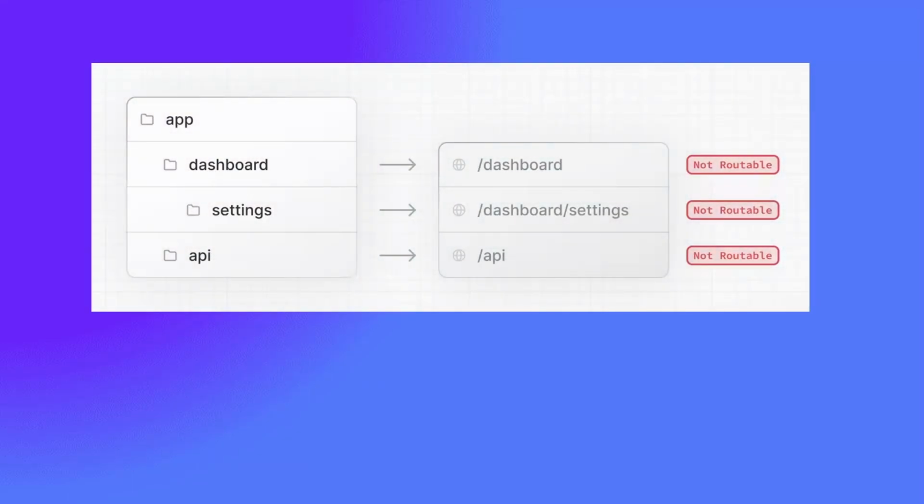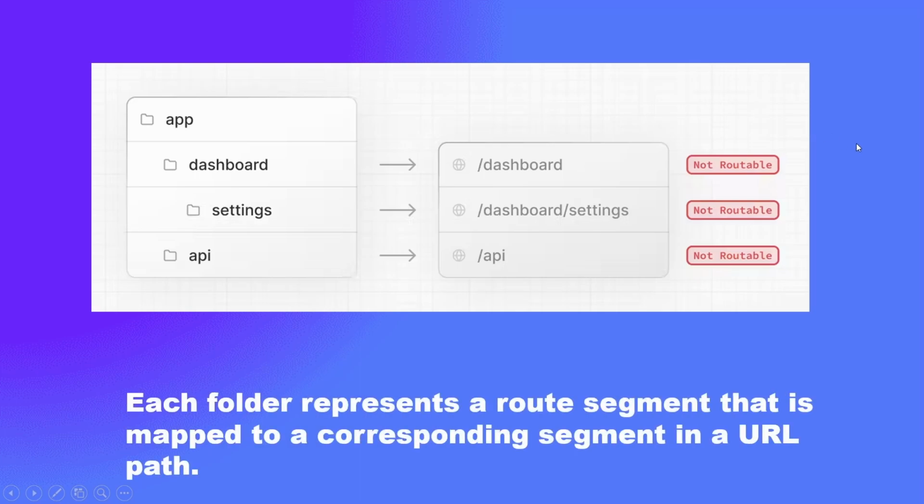In this video, I'm going to explain about project organization. First, I'm going to explain a basic app router. Here you can see we have multiple route segments, but we don't have any page.js file, so it will not be publicly available for routing. Each folder represents a route segment that is mapped to a corresponding segment in the URL path. So for the dashboard, the URL is dashboard.